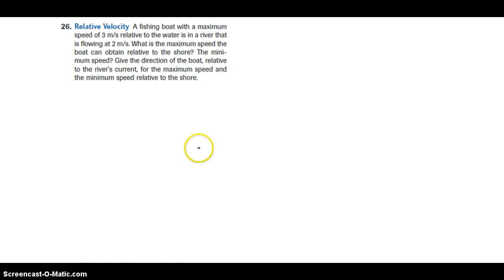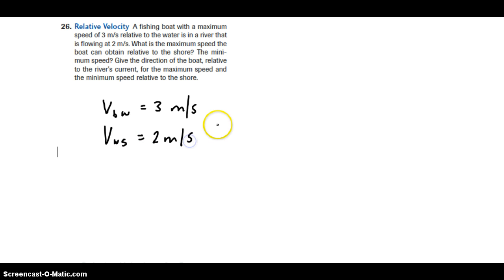Alright, so the first problem we have on the relative velocity packet involves a fishing boat with a maximum speed of 3 meters per second relative to the water. So the velocity of the boat relative to the water is 3. The water is flowing relative to the shore at a speed of 2 meters per second. And we want to know the maximum speed the boat can obtain relative to the shore.